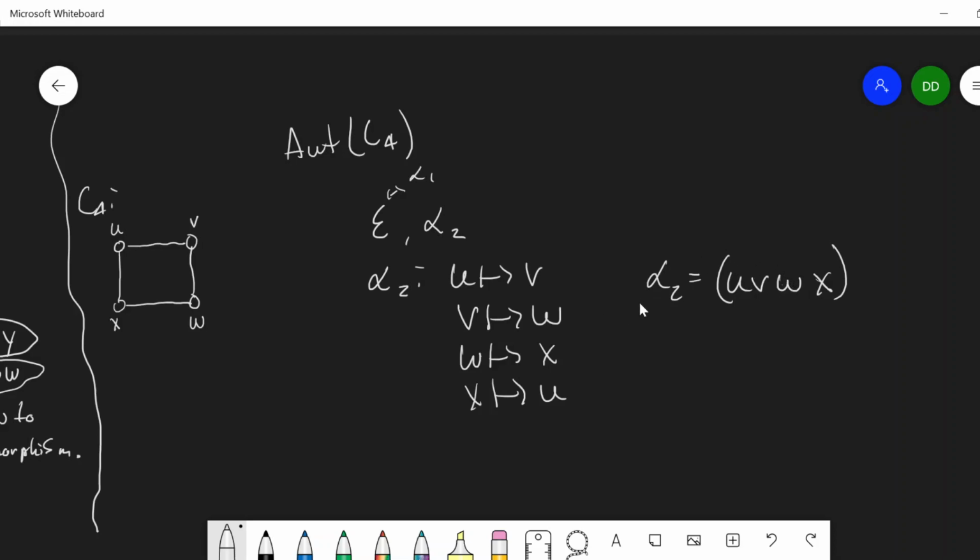Let's see, what else could we do? We could do a rotation by 180 degrees. In this case, U would get sent to W, V would get sent to X, W would get sent to U, and X would get sent to V. So that was U gets sent to W, and then W gets sent back to U, V gets sent to X, and X gets sent back to V.